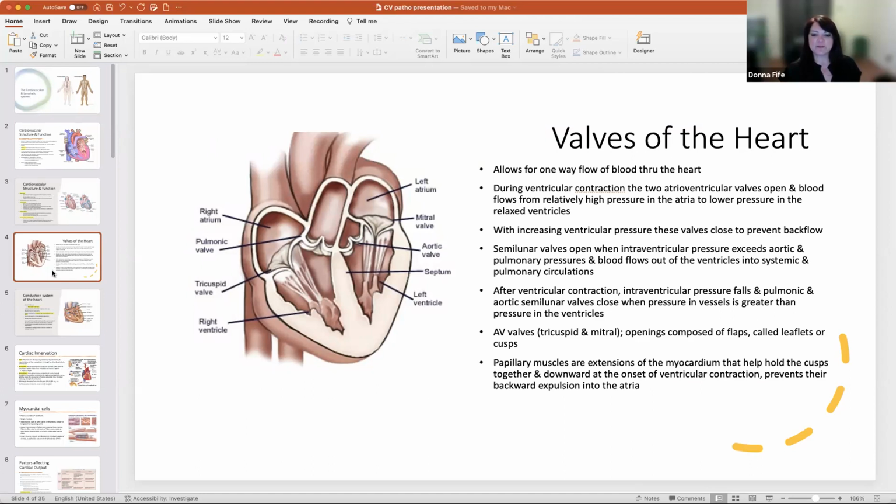The AV valves, or tricuspid and mitral, have openings composed of flaps called leaflets or cusps. And we have papillary muscles that are extensions of the myocardium, and these help to hold the cusps together and downward at the onset of ventricular contraction, and this prevents the backward expulsion of the valves into the atria.